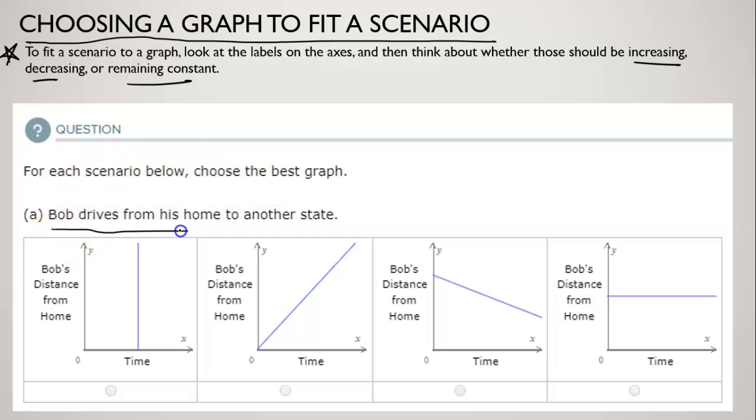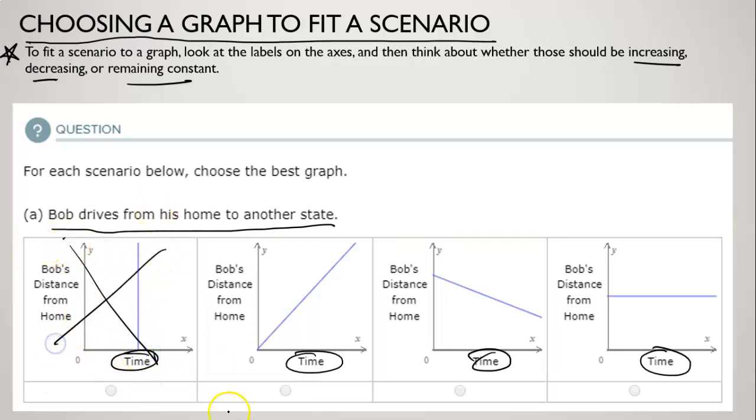So our scenario is Bob drives from his home to another state. So you can see that we have time on the x-axis. Well, time should always be going from left to right. It's not going to be this one. We're not going to have one time that we stay at and never leave. Time is always moving. On all of these, time is increasing from left to right.